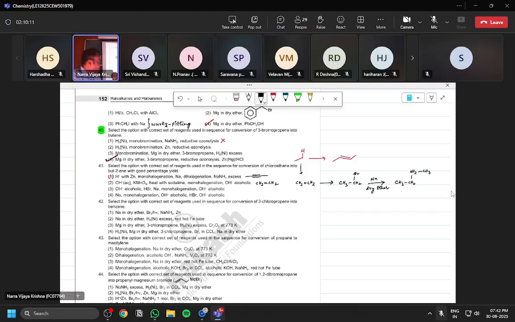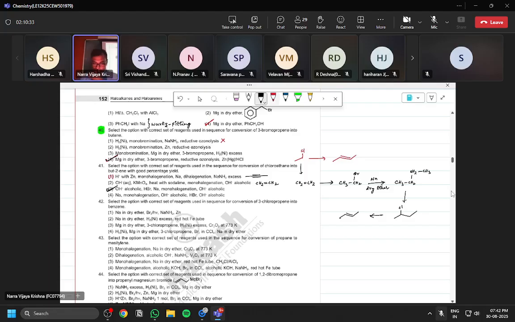Then what are you doing? Monohalogenation. Monohalogenation means I will get 1, 2, 3, 4. I can get chlorine here, secondary. Then alcoholic KOH. Alcoholic KOH means alkene. Saytzeff product is major. So option 3 is suitable.